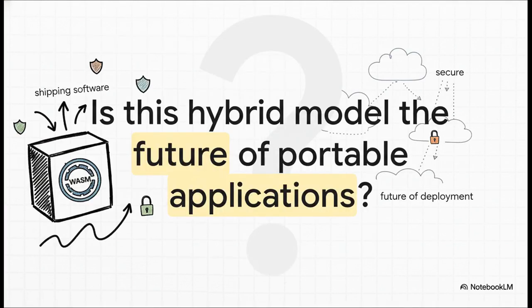And this powerful combination leaves us with one last big question to think about. As we all look for better, faster, more secure ways to build and ship our software, could this be it? Is this hybrid model, a tiny, powerful WASM core wrapped inside a standard Docker container, the future of how we deploy applications?